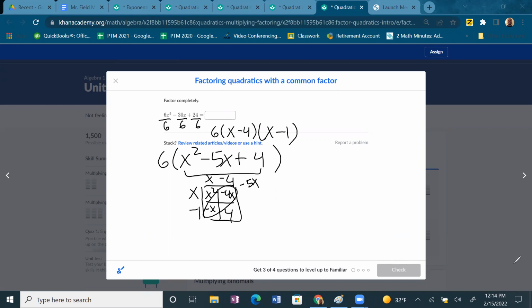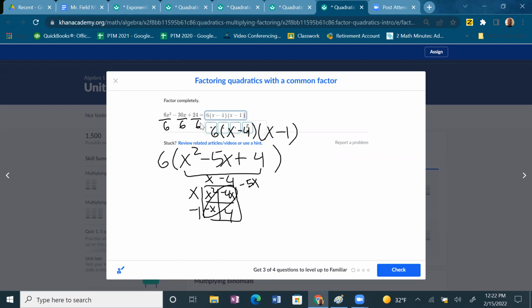All right, so let's put this in and make sure we got it. We got the 6 in front. Don't forget your GCF. x minus 1. All right.